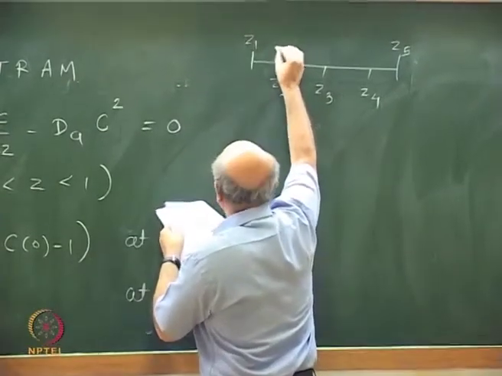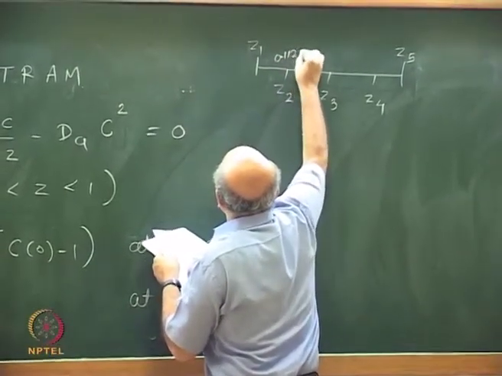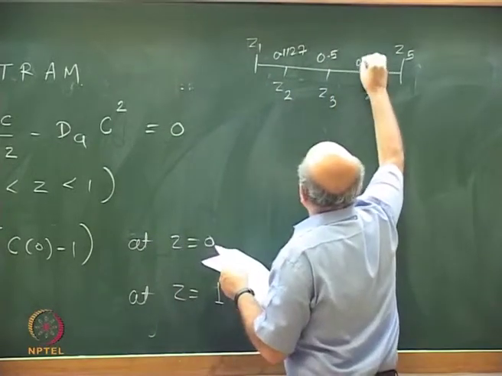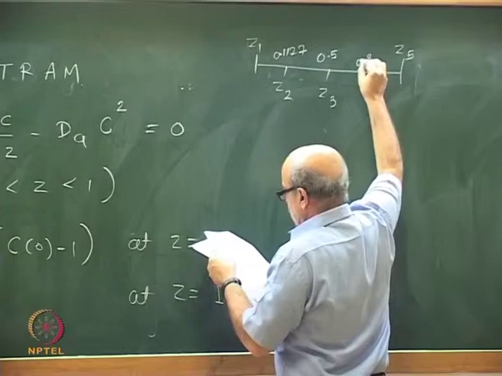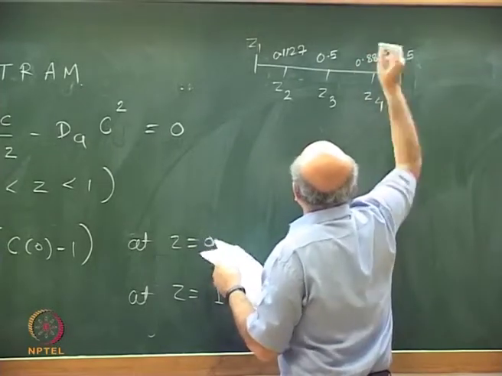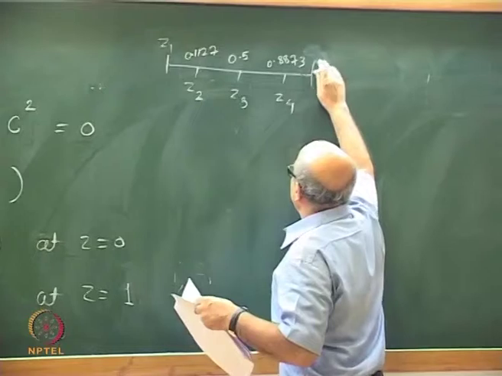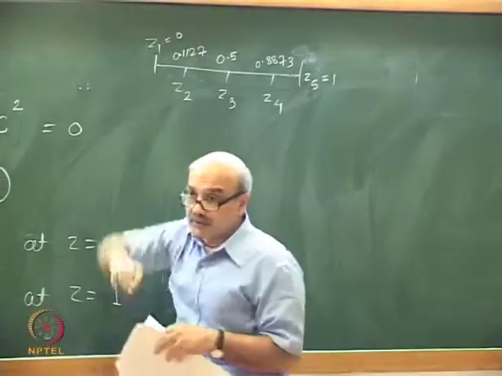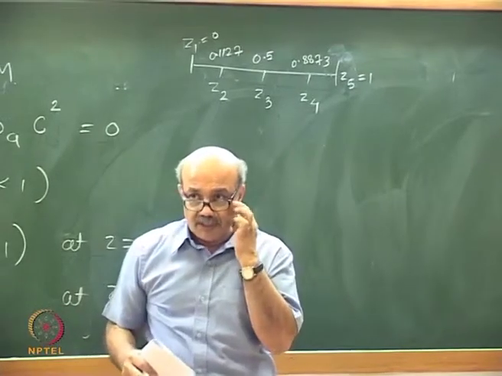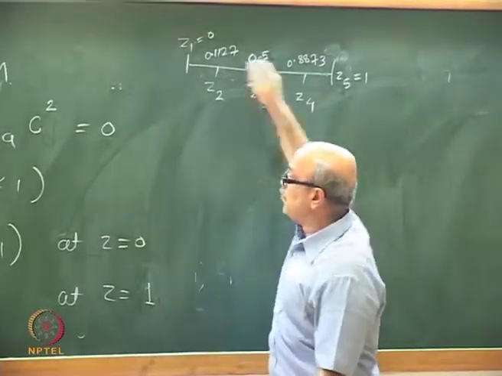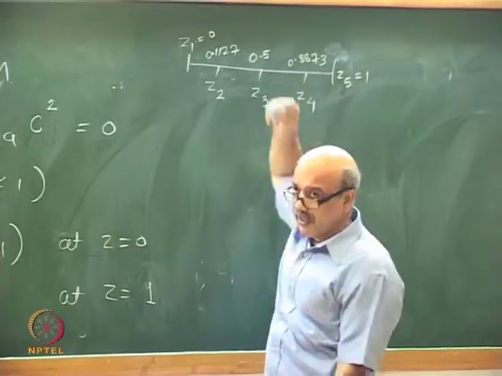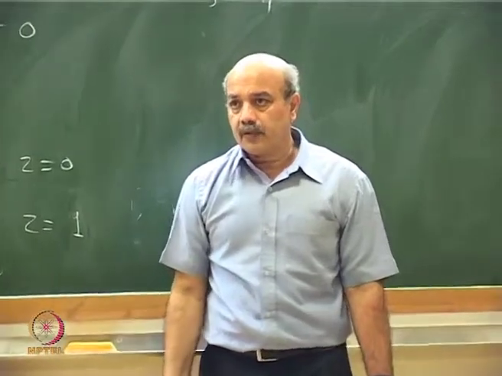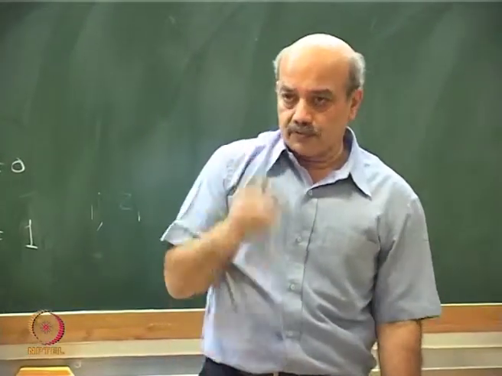So the first one is at 0.1127, second one is at 0.5, third one is at 0.8873. Okay, this Z5 is equal to 1 and Z1 is equal to 0. So we have 5 collocation points, 3 internal collocation points, 2 boundary points. And then we are going to get 5 equations in 5 unknowns.